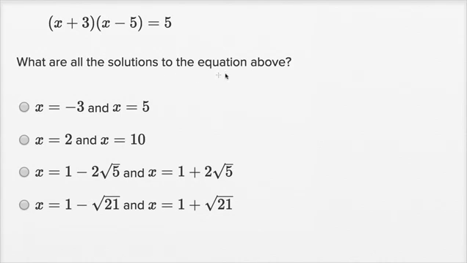What are all the solutions to the equation above? And we have (x + 3)(x - 5) is equal to 5. And you want to be very careful here because you probably have some experience with algebra that, hey, once I factored it out, maybe I could say, okay, maybe this needs to be equal to 5 or this needs to be equal to 5. That is not the way that it works. That would not actually make logical sense.